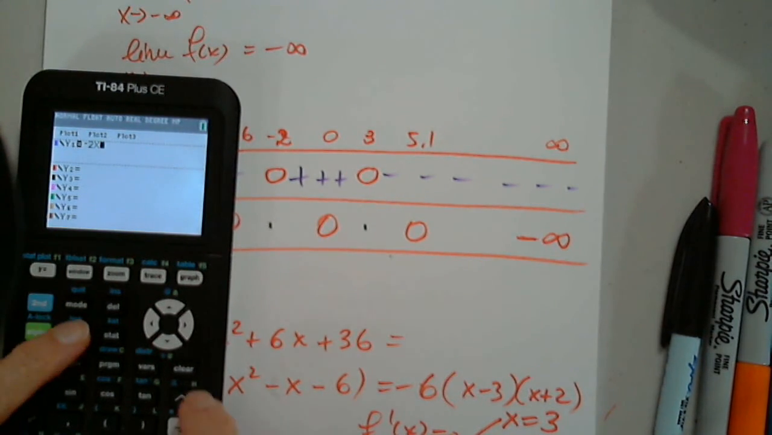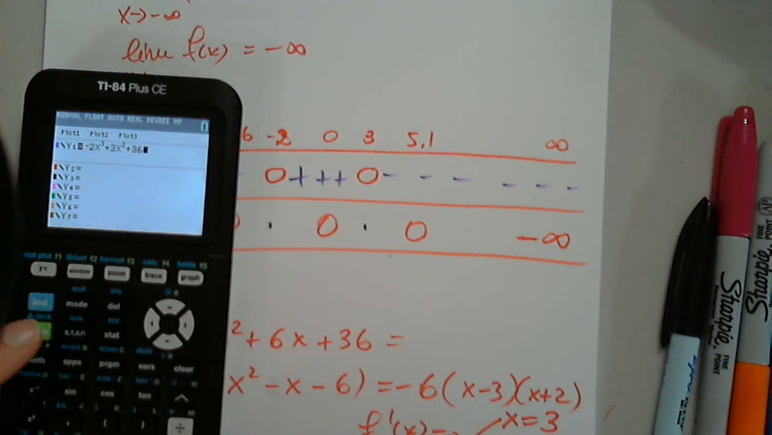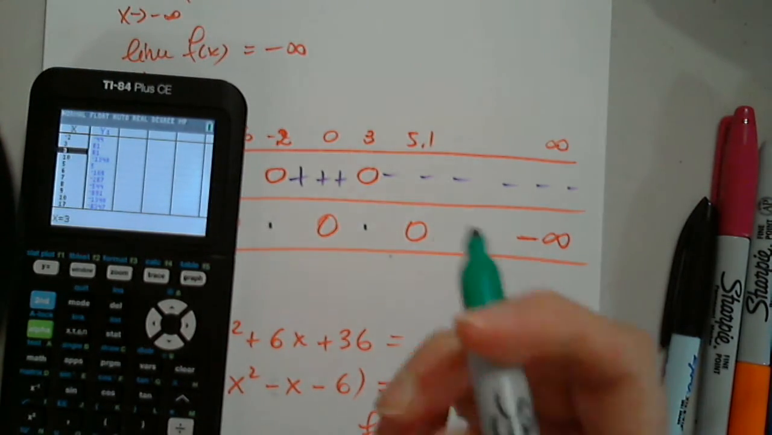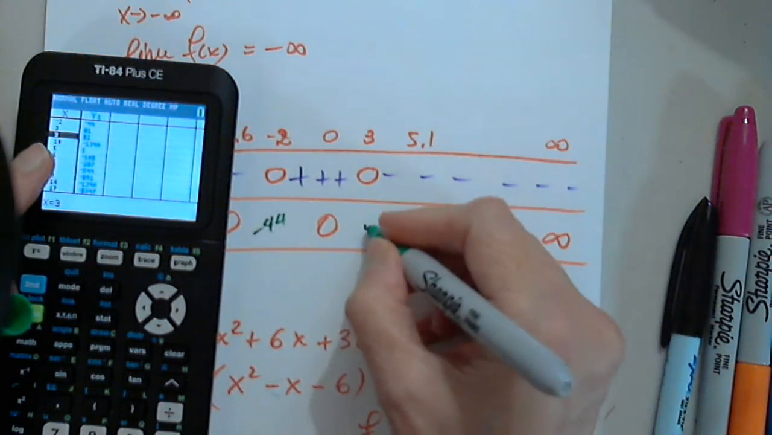So negative 2x to the third, and then plus 3x squared, and plus 36x. So I just plug in negative 2 and 3. Okay, so I got here negative 44, and for 3 I got 81.